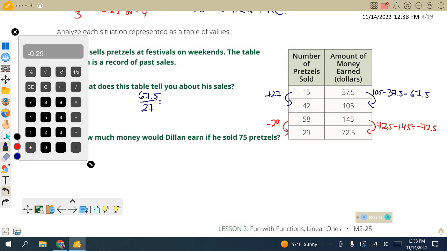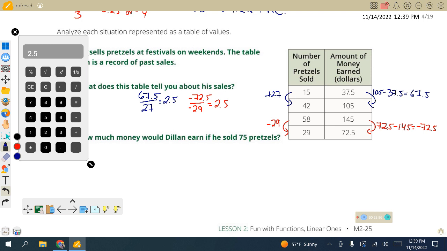Go to my calculator, type that in. What is that number going to give you? 67.5 divided by 27. So maybe 2.5. Okay. Now do that same thing for me, but for my red one. What did we get? Negative 72.5 divided by negative 29. What is it? Negative 72.5 divided by negative 29, and what did we get there? Also 2.5, right?